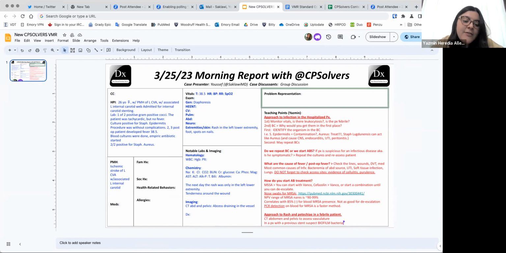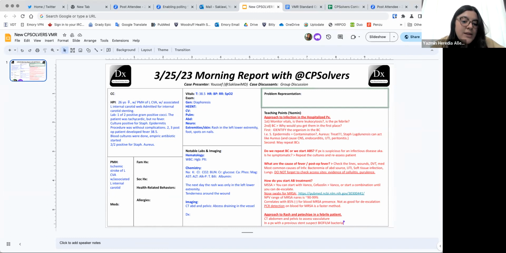And second, if it's not conclusive, we may repeat blood cultures. But it takes us to the next question: we repeat them or we start antibiotics. If a patient is suspicious for an infection, for example symptomatic and febrile, we can repeat the cultures and reassess the patient if he is stable.